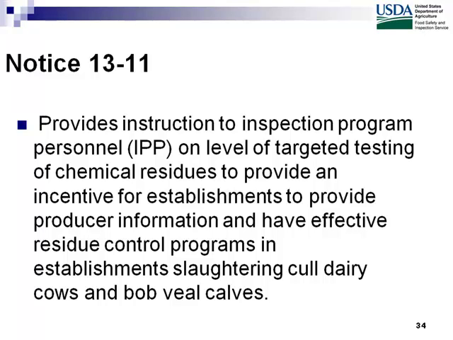There are two other notices that I'll just mention briefly. 13-11 just came out last week, and this notice is kind of to encourage establishments that do not have a HACCP plan in place where they are able to trace the origin or the herd history of an animal that tests positive for a residue. This is to encourage them to get that program in place immediately. And what this notice encourages plant personnel to do is to increase the number of animals they are testing in bobveal facilities and in cull dairy cow facilities, because that's where we're seeing a big increase in the residue violations.